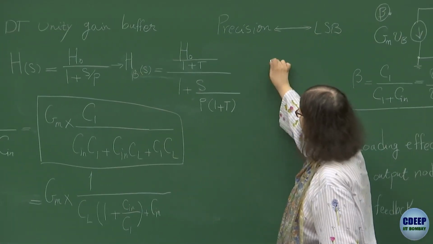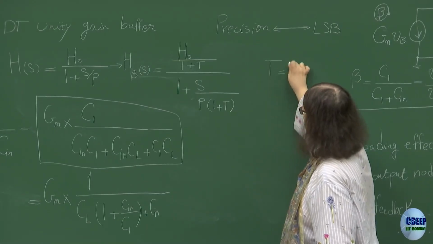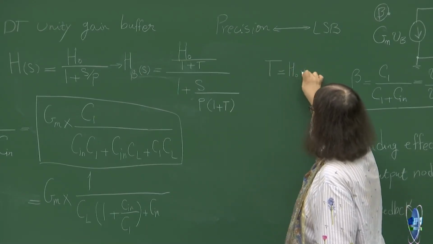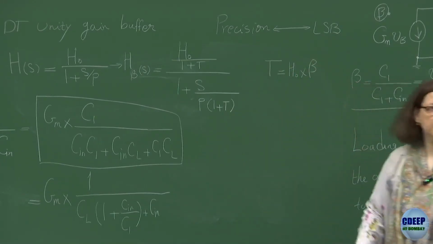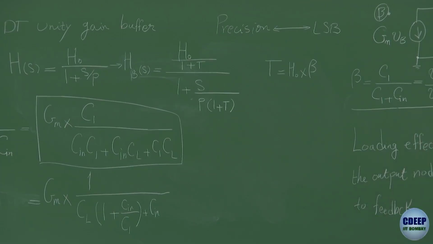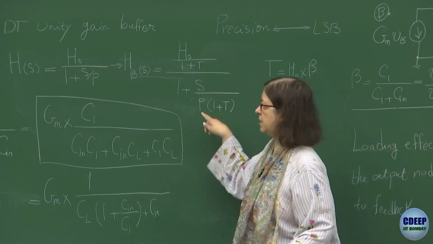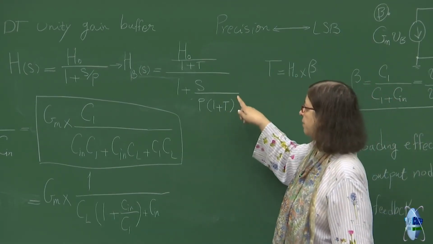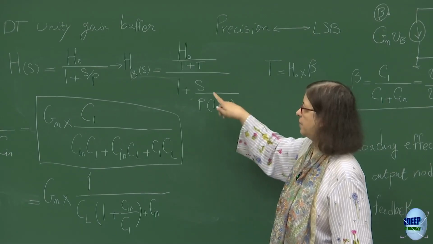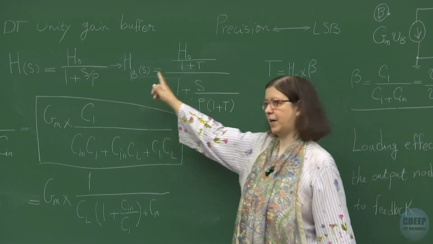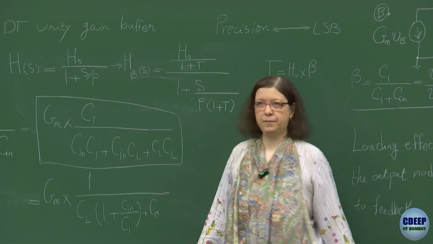Now T, what is T? T is eventually H0 multiplied by beta. Low frequency gain multiplied by beta, which is independent of frequency. See, if beta becomes a function of frequency, then everything changes, because now this beta factor which appears will itself be a function of frequency. So that we have to derive. That's different.